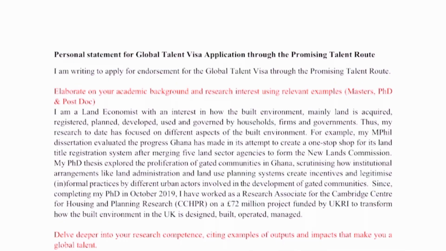So in conclusion, I would like to emphasize that yes, you can adopt a different style, whether you have an introduction, body, argument, conclusion. But for my approach, what I did was I introduced myself. I made it clear which route I am applying for. It's important to state which of the routes you're applying for, because you can go for the exceptional talent or exceptional promise. So I was applying for the exceptional promise route. So I made it very clear. That was my very first line. I said, I am writing to apply for endorsement for the global talent visa through the promising talent route. So that was my first line.